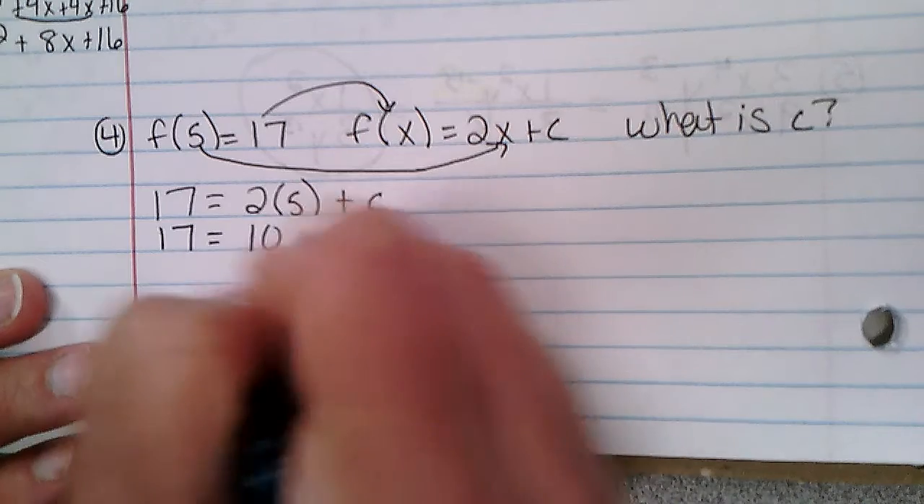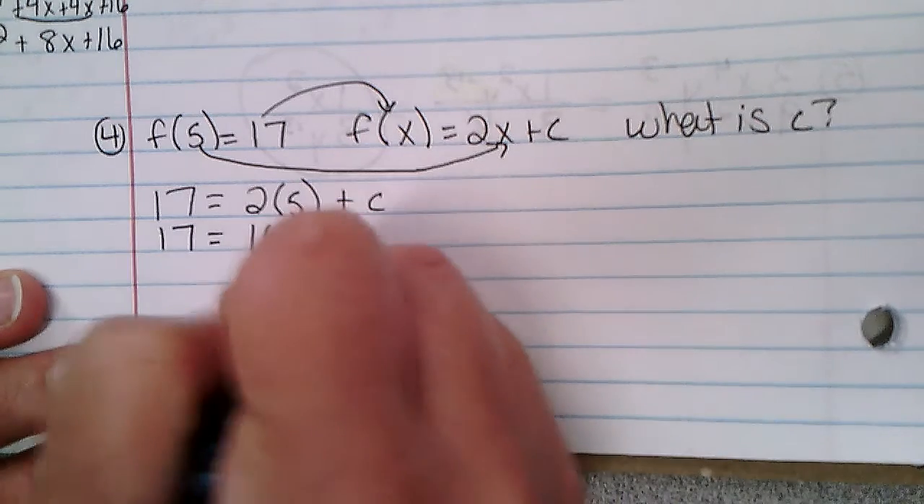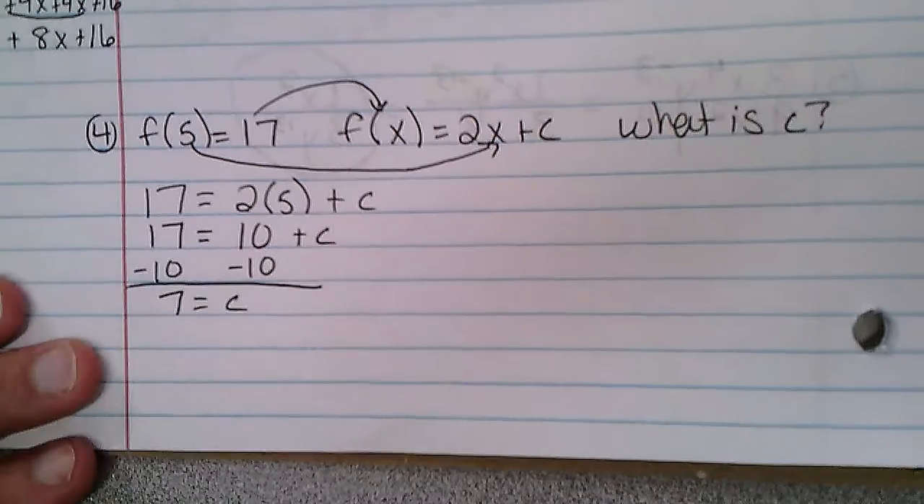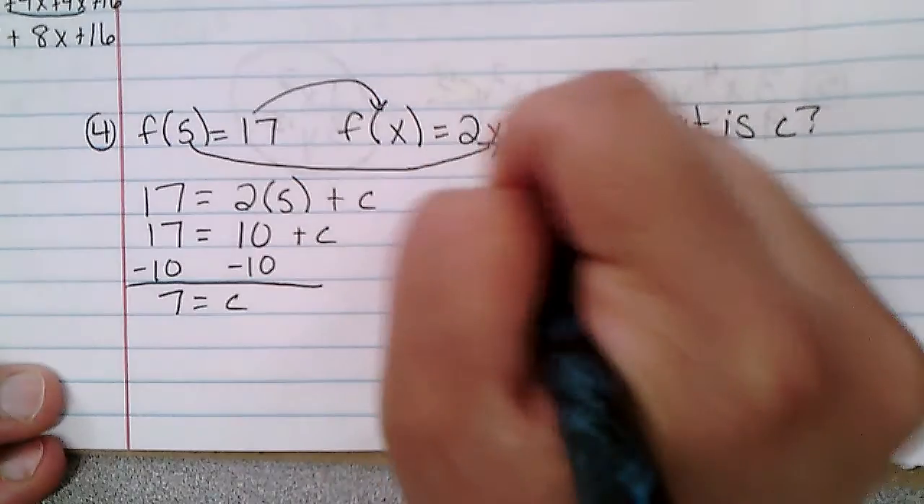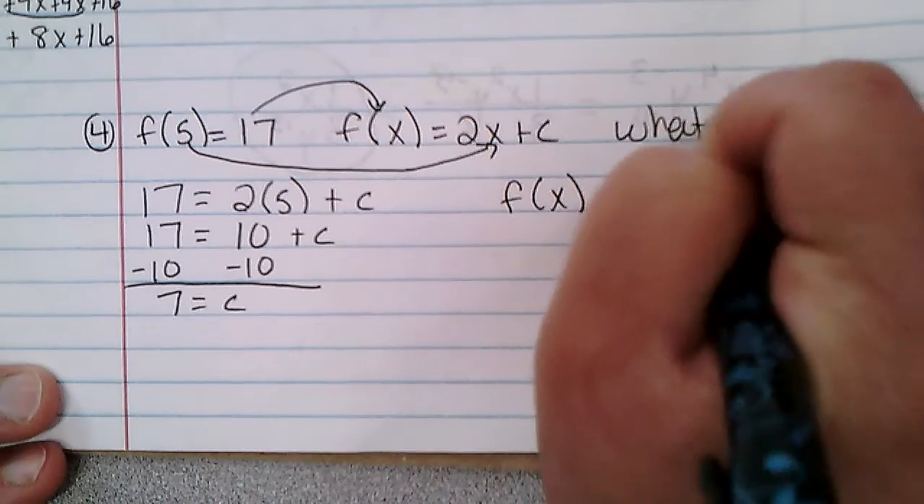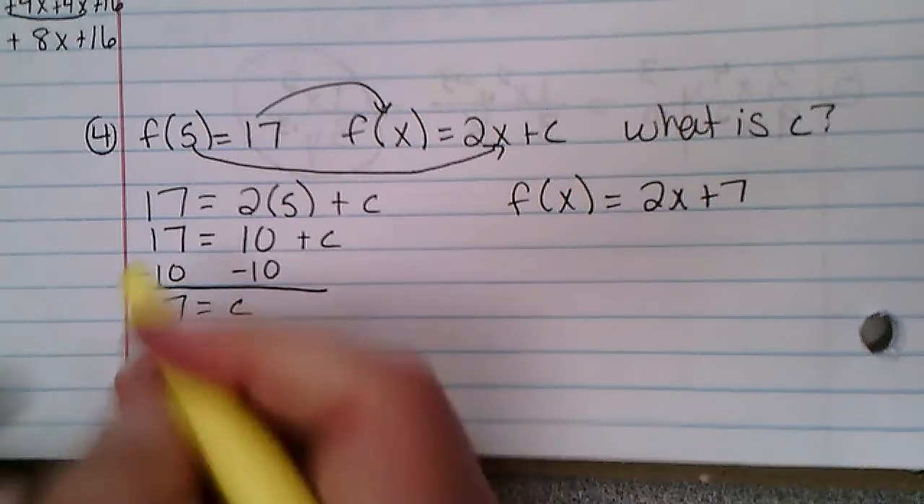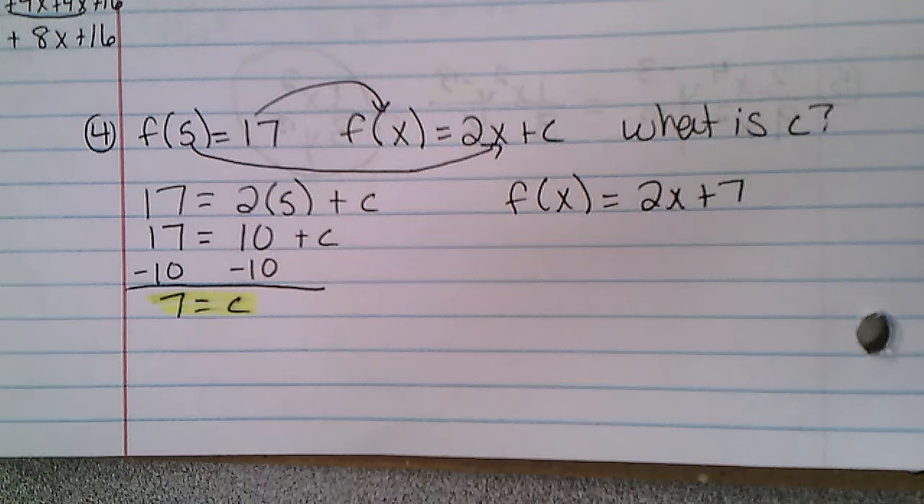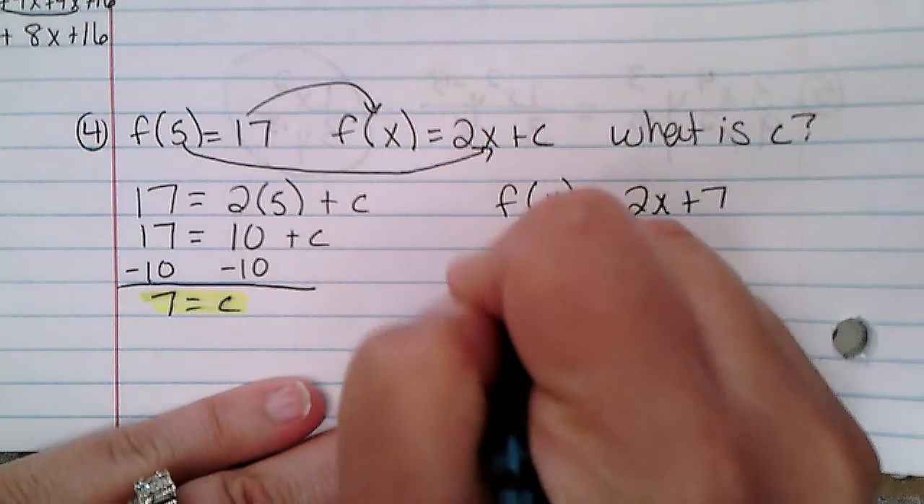So 2 times 5 is 10. We'll subtract the 10. So 7 is our c value. So that means f of x is 2x plus 7. So technically, this right here is your answer because all it was asking for was c. But I can check my work.